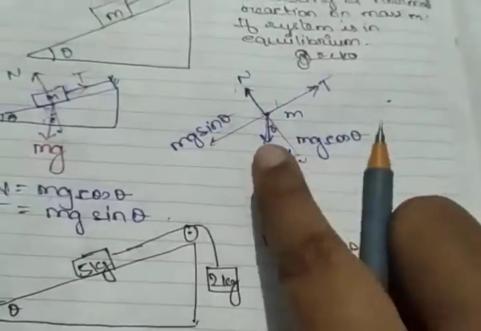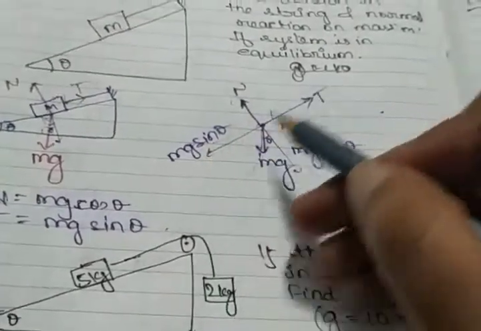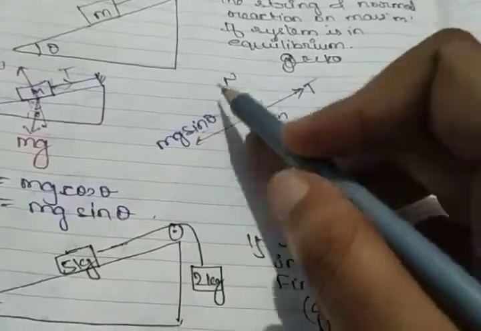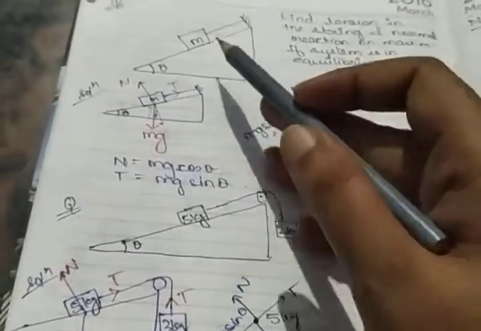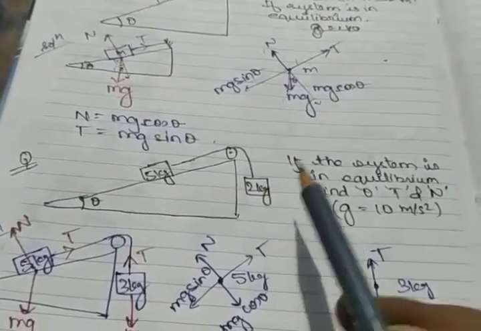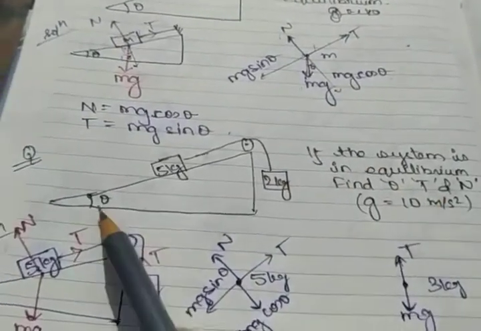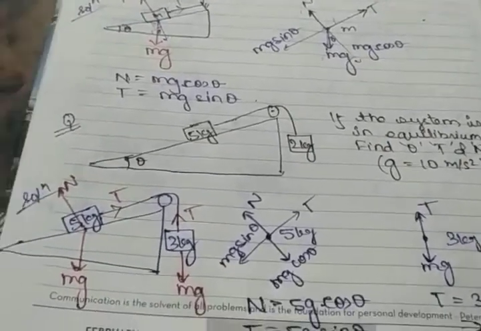Now it becomes easier. I can remove this and write these two components. So T is balancing mg sin theta, and N is balancing mg cos theta. In the same question, if I remove this fixed point and put a 2 kg weight here, and say the system is in equilibrium, find the values of theta, T and N, all three things. So what to do?